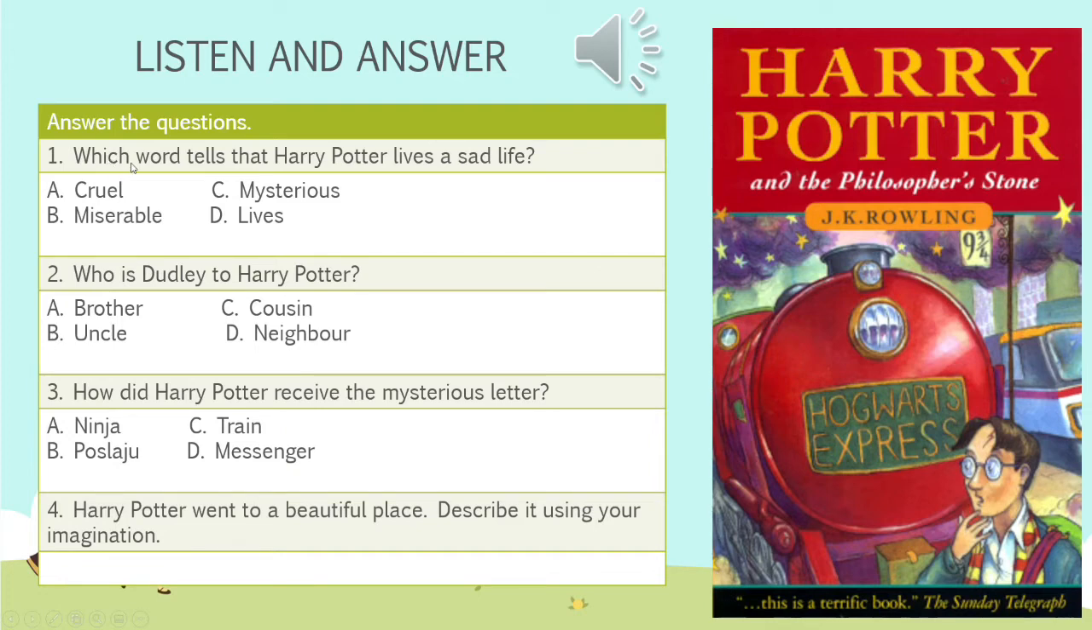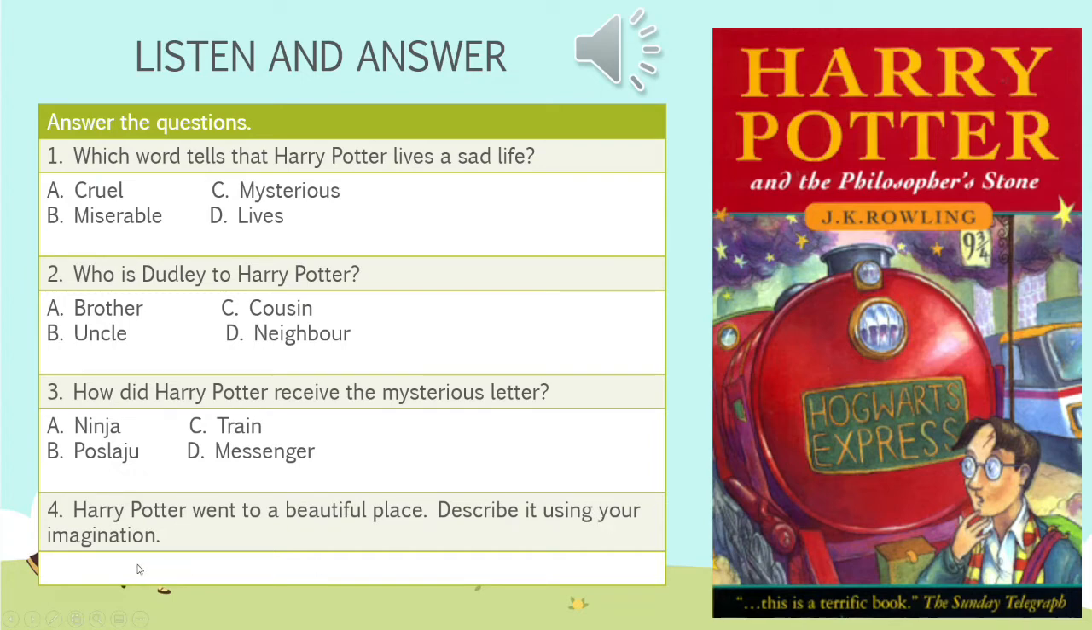Number 1, which word tells that Harry Potter lives a sad life? Cruel, miserable, mysterious, lives. Who is Dudley to Harry Potter? Brother, uncle, cousin, or neighbor? How did Harry Potter receive the mysterious letter? Ninja, puslaju, train, or messenger? And the last one, Harry Potter went to a beautiful place. Describe it using your imagination.